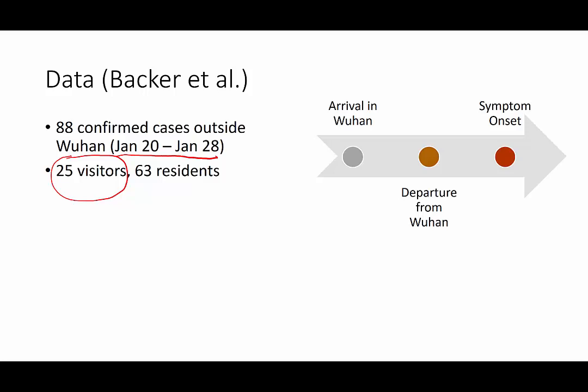Why? Well, let's look at the graph on the right. These visitors had a predefined date of arrival in Wuhan, right? So you could think of this as an exposure start time for these individuals. And they also had a predetermined date of departure, so you could think of this as an exposure end. So somewhere in between these two values was the true exposure time. And what we're going to do is assume that that true exposure time was just the midpoint of this interval.